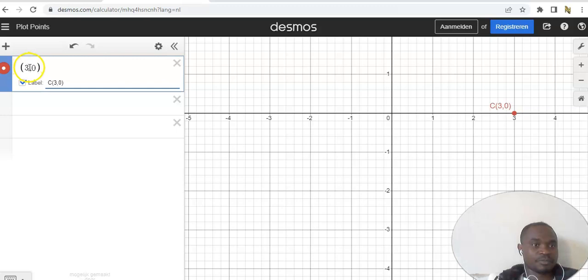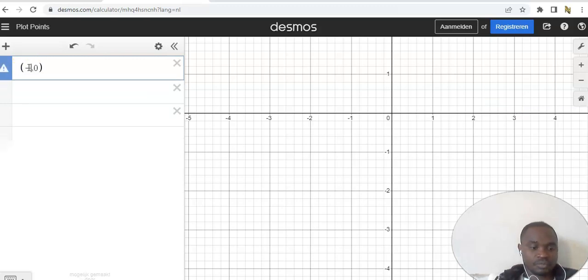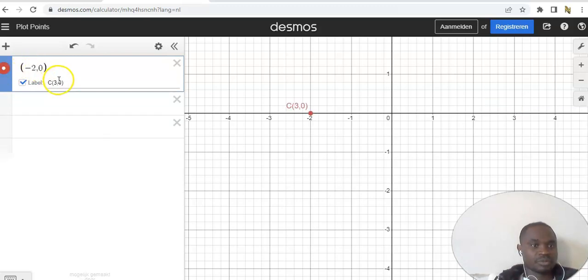Let's plot (-2, 0). How are you going to plot (-2, 0)? It means our x is negative 2, so you move to the left 2 times, so 1, 2, and y is 0, so you don't move, you stay there.